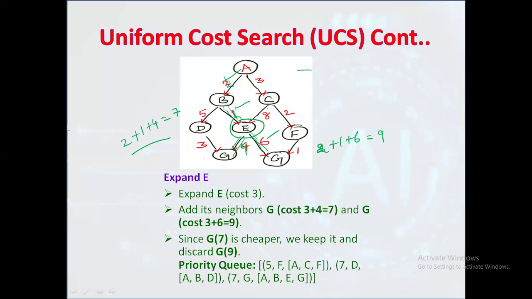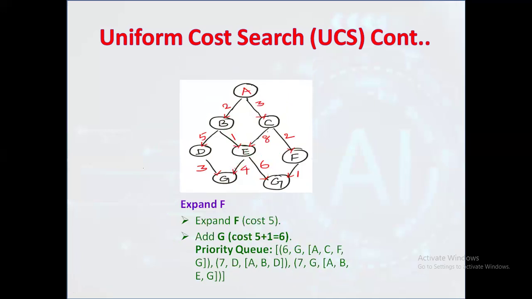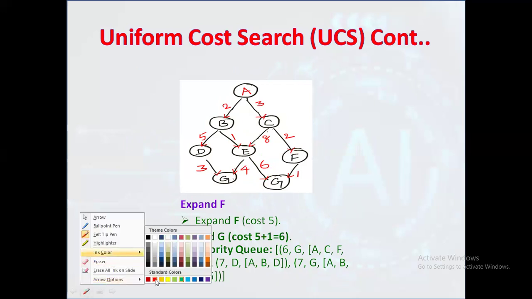The priority queue is now 5, F, ACF; 7, D, ABD; and 7, G, ABEG. Just look into the graph and you will be able to understand. Next, we are going to expand the goal node, to check whether the goal has been reached or not.